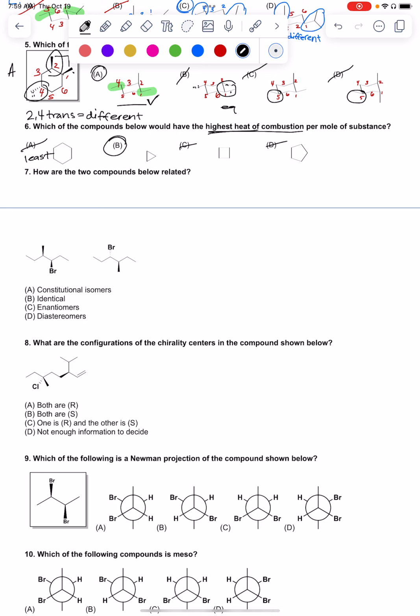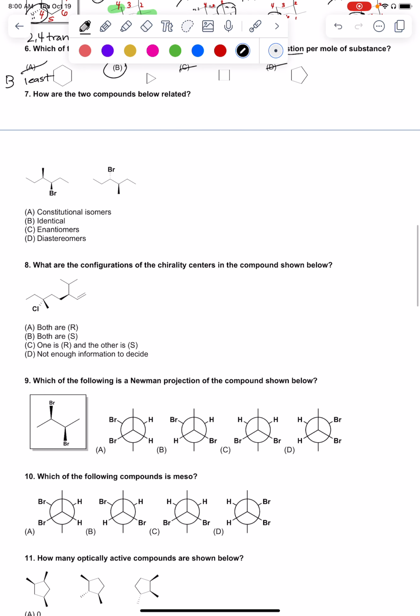If he asked you for the lowest heat of combustion, then it would be A. But we're asked for the highest, so it's going to be B. And that's just something you should recognize and try to remember and be quick about: the smaller, more compact ring has a lot of angle strain and torsional strain, so there's a lot of tension going on. It's really strained, so it's going to have the highest. That's something you just need to remember, I think.